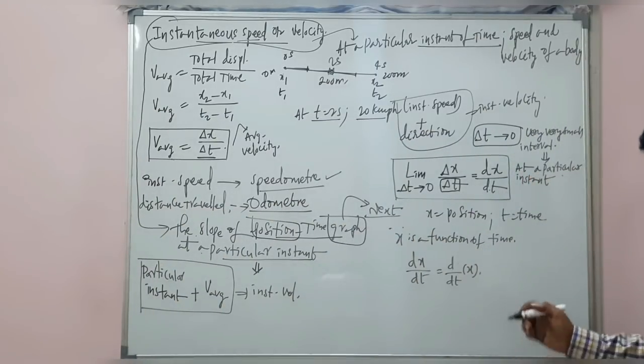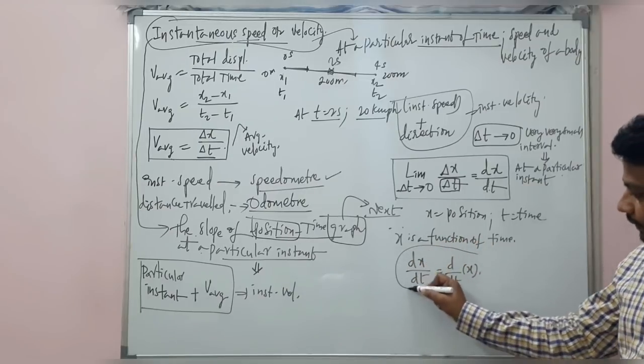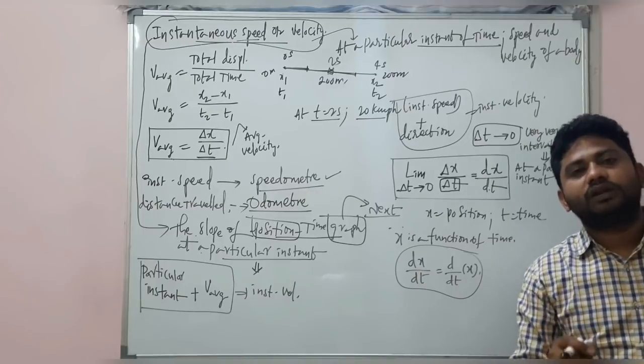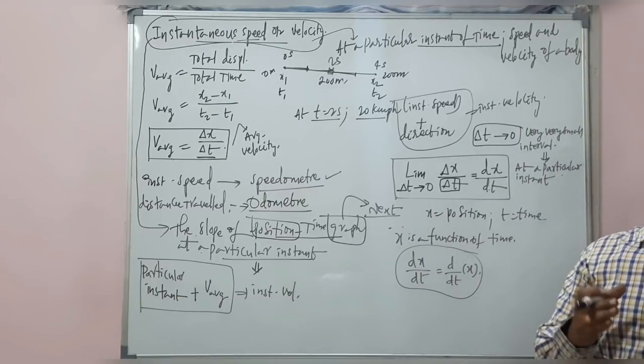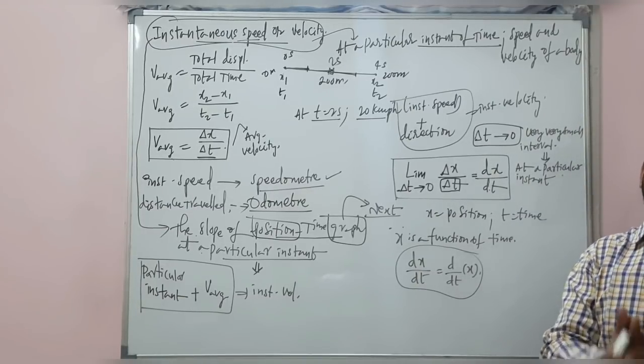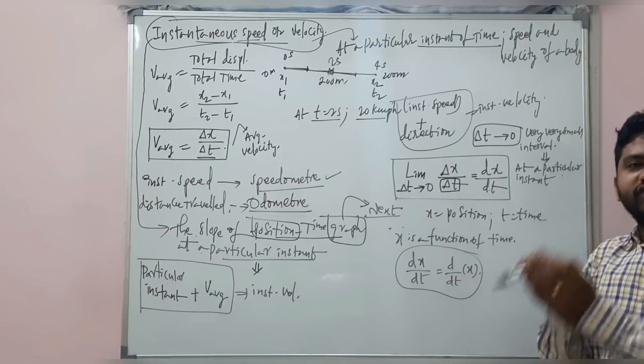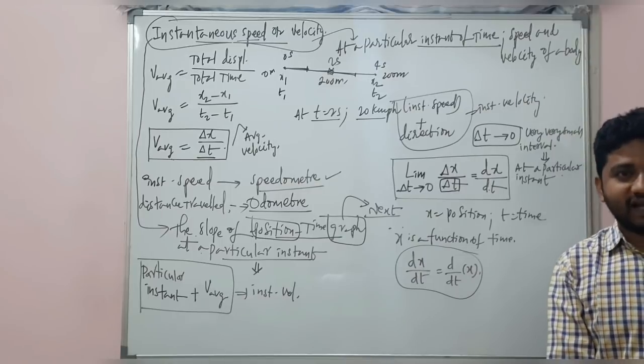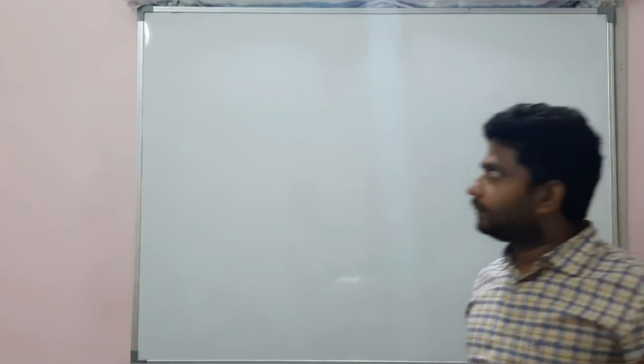So look at the expression, my dear students. At a particular instant, the speed or velocity of an object is called instantaneous speed and instantaneous velocity. Let's solve a few basic numericals on instantaneous speed and instantaneous velocity. Students, let's see a numerical.